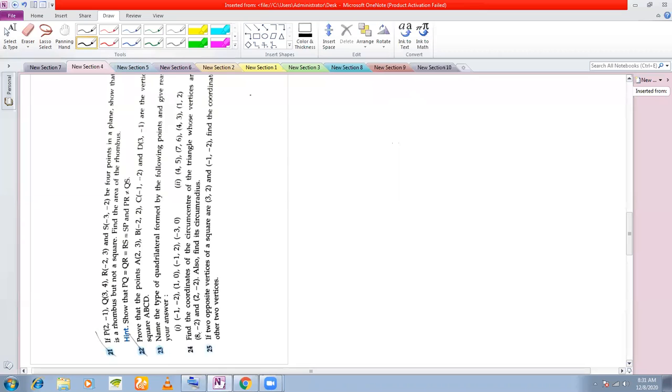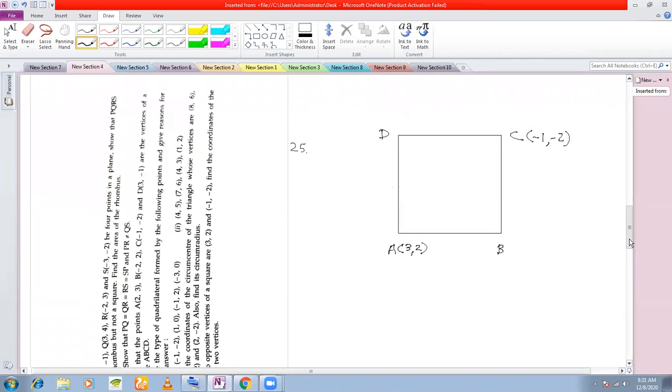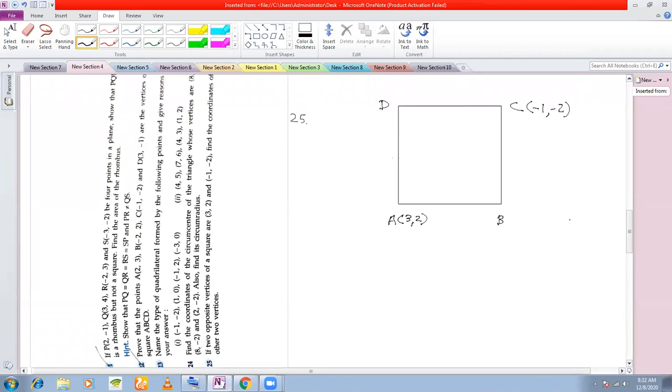Fine. Question number 25. Let us draw a square. This is your square, ABCD. And what are the vertices given? Opposite vertices are given. So 3, 2 is one vertex, and the other opposite vertex is minus 1, minus 2. You can also take B and D instead of A and C, no problem. Find the coordinates of the other two vertices. That means you now have to find out the coordinates of B and D. So how will you find out the coordinates of these two vertices?